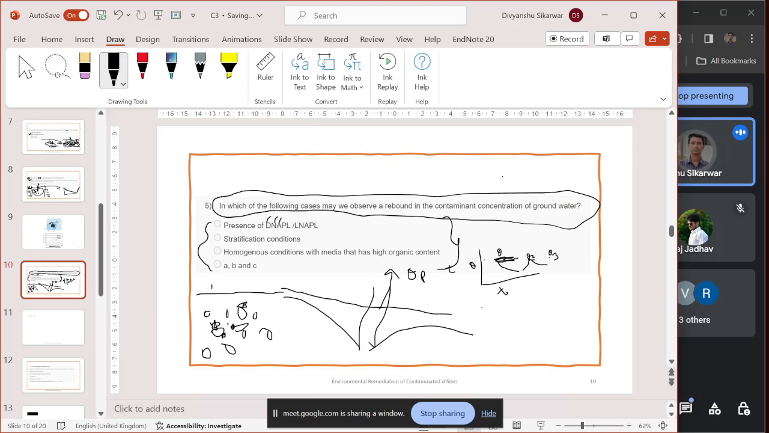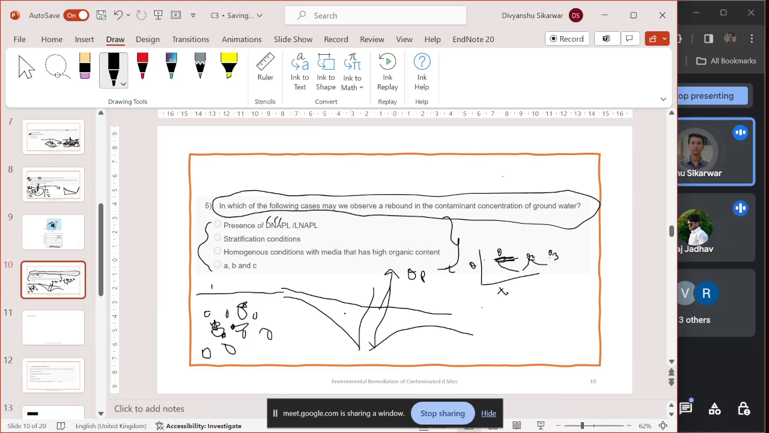So if we have this type of substance and we pump out the water, are we able to get all the contaminant present in the ground? No, sir, we won't be able to, because the soil has absorbed it.